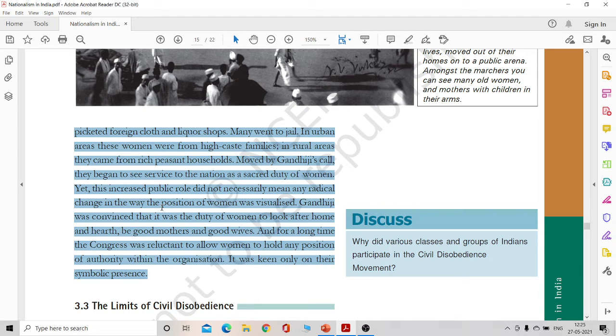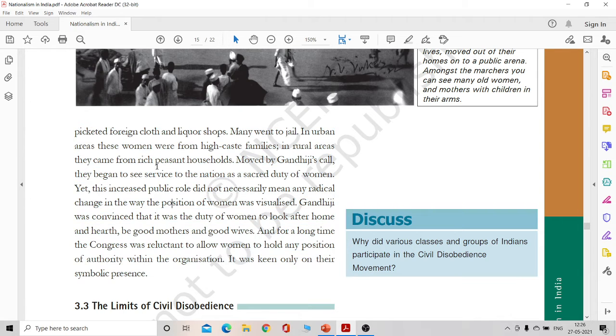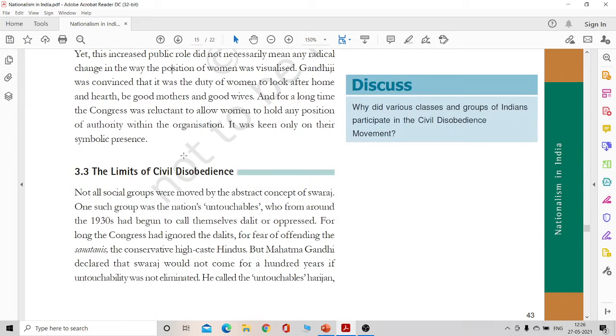However, Gandhiji was convinced that the duty of women was to look after the home and be good mothers and good wives. And for a long time, Congress was reluctant to add women, but we see women had created the space on their own to say that they were individuals themselves and they could be part and parcel of the freedom struggle as much as men can. Right? So this would be your answer to women's participation.